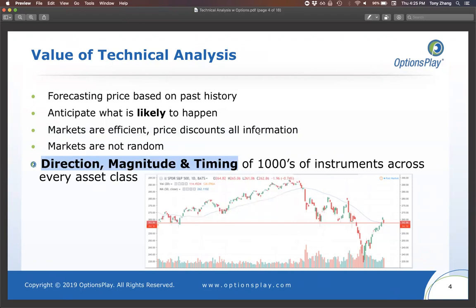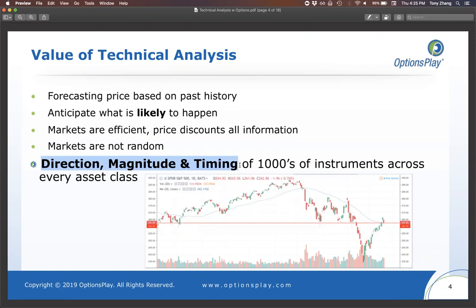And this is really important because when you look at options trading, you have to select an expiration date and a strike price. And how you go about selecting your expiration date, strike price, and even strategy is heavily dependent on your views for your direction, magnitude, and timing. So it's really important to have these three things to help you select the optimal option strategy. So that's why we want to talk about these three things when we're looking at technical analysis.